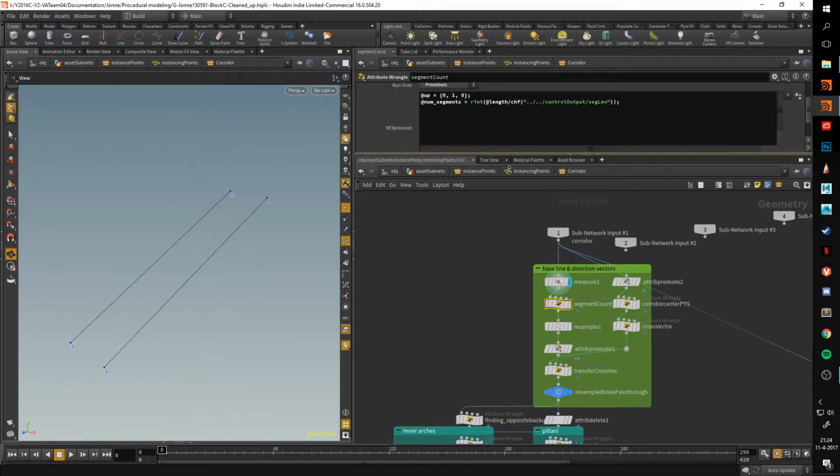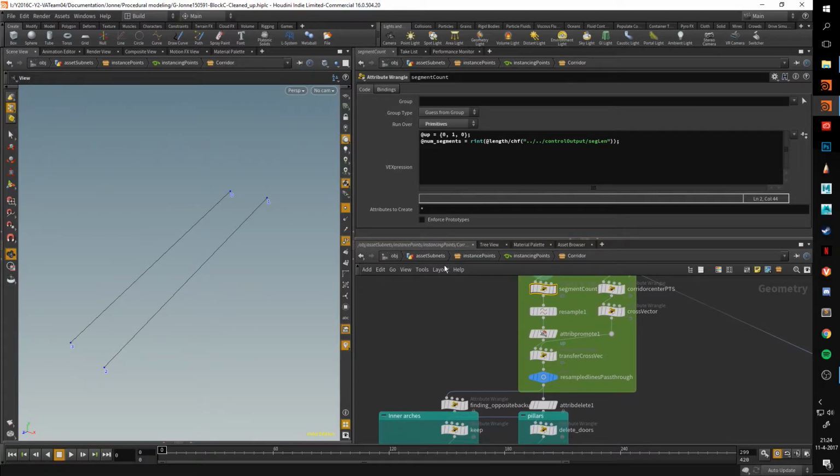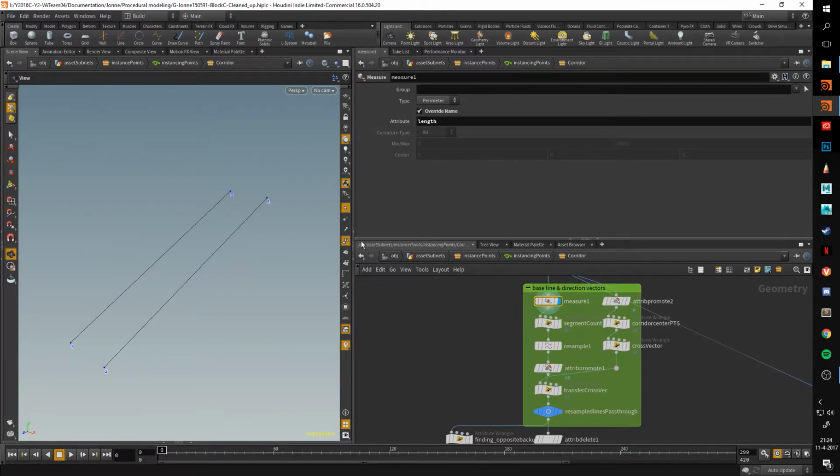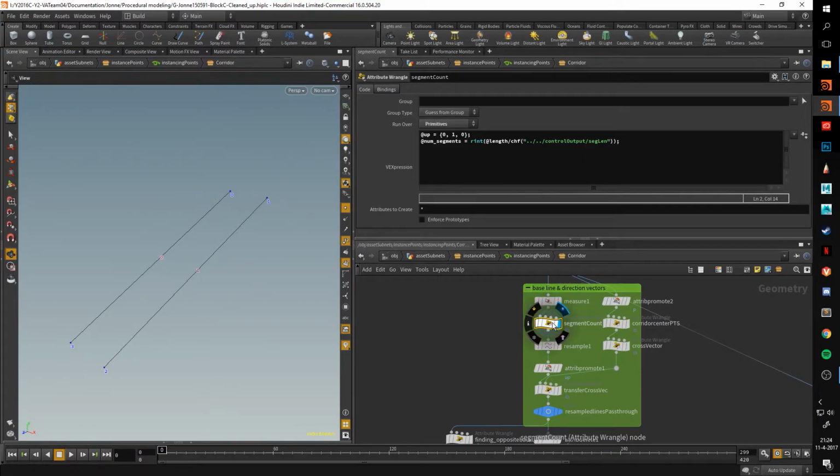And here I use another thing I found out about very recently. Apparently the resample node can be controlled by an attribute. So what I do here is I take the length of the primitive. Here we have two primitives. I make the length out of both using a measure node, and then I use this segment count wrangle here to set the amount of segments.